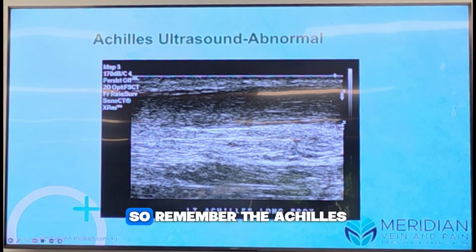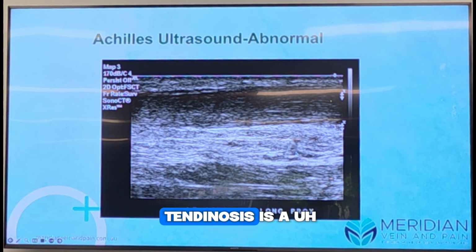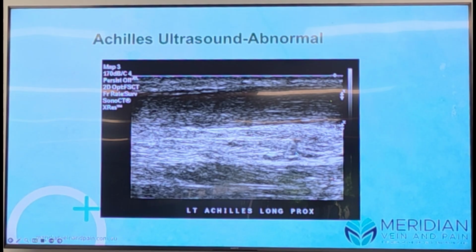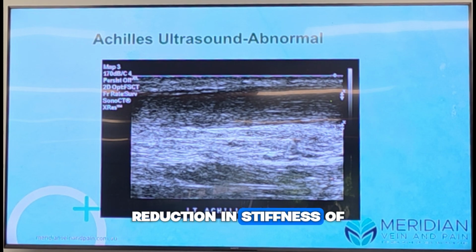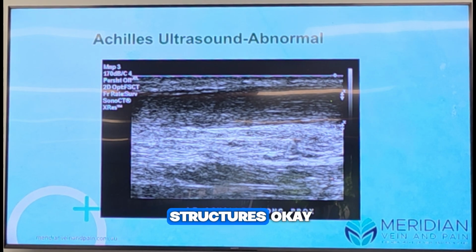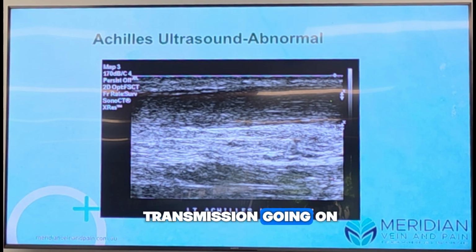Okay, so remember the Achilles tendinosis causes that reduction in stiffness of structures. Okay, and as a result, you get more through transmission going on.